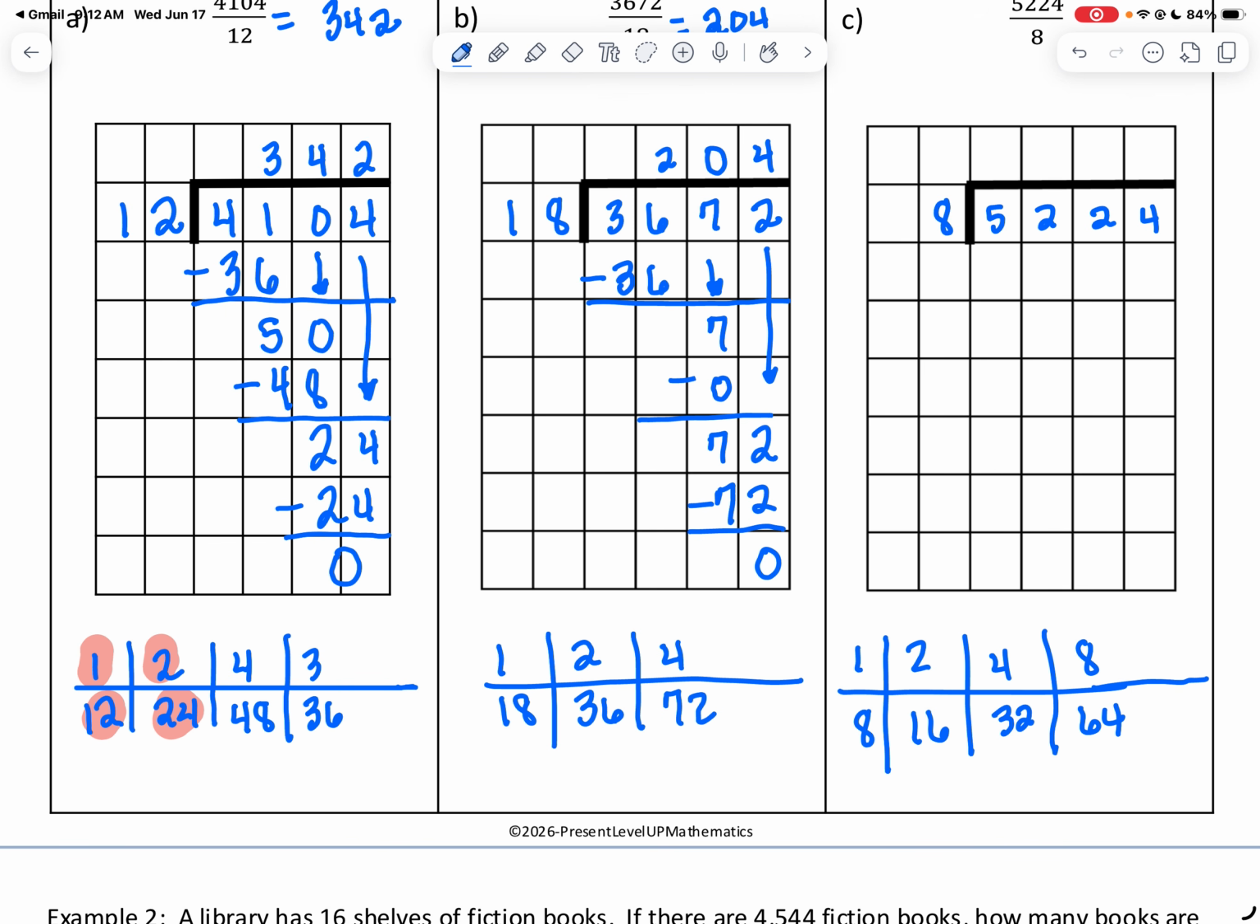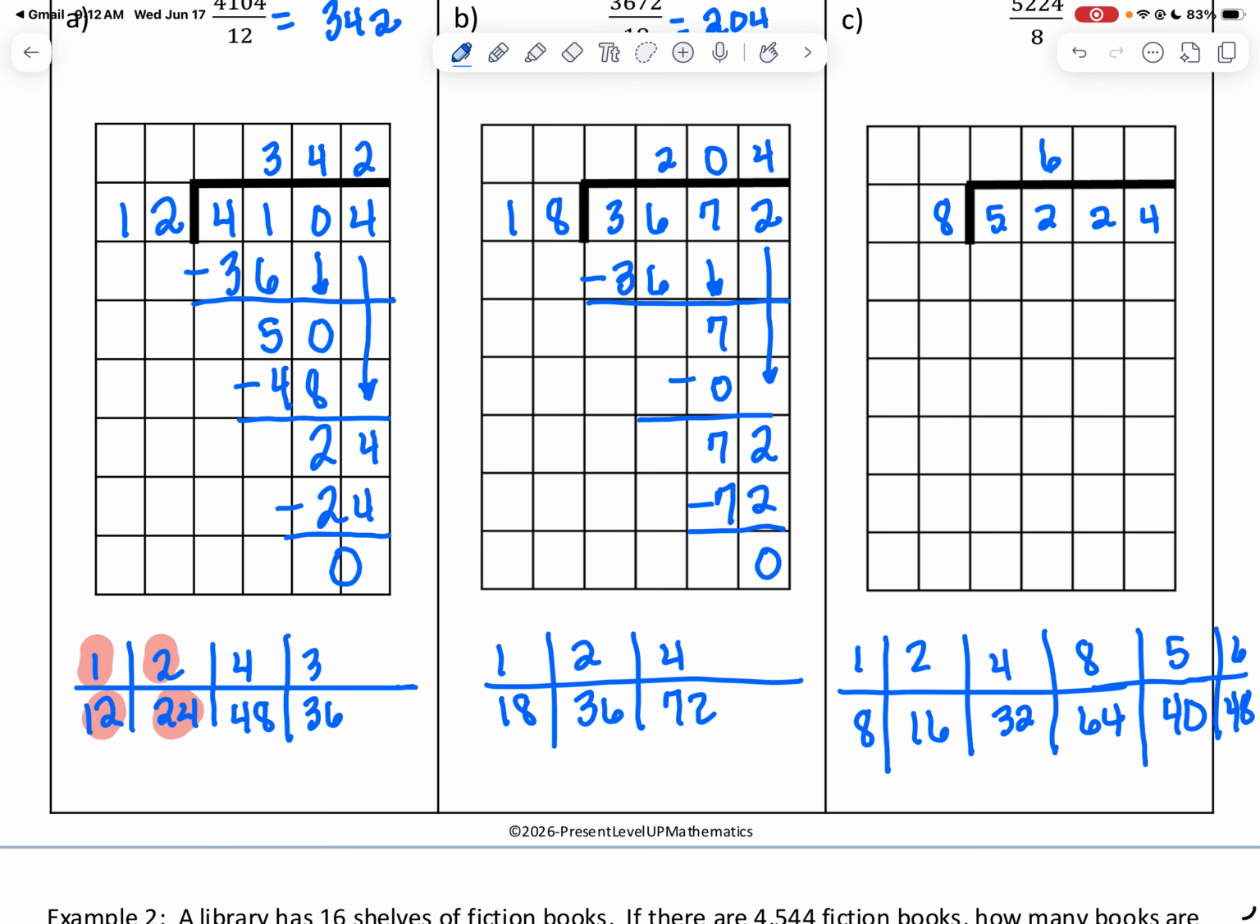So now I'm going to look at my division problem. 8 will not go into 5, but 8 will go into 52. Now, I know it'll go in at least 4 times because 4 times 8 is 32 according to my chart. So will it go in 5 times? 5 times 8 is 40. What about 6 times? Well, 6 times 8 is 48, and that's very close to 52. So I'm going to start with a 6.